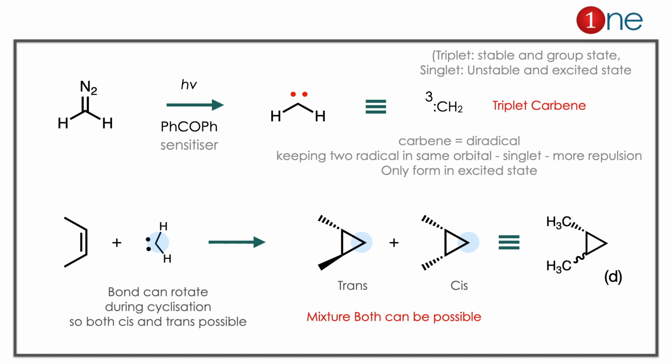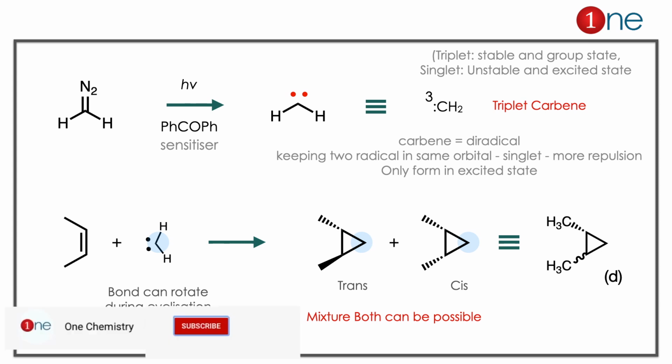Which is the possible choice? The product D, because P is the triplet carbene, Q is the mixture of products. Here you have to learn two important things. First is triplet carbene formation. Whenever you have acetophenone with light and diazomethane, you have triplet carbene. Second thing is that triplet carbene with an alkene always creates a mixture of products, which is cis and trans.